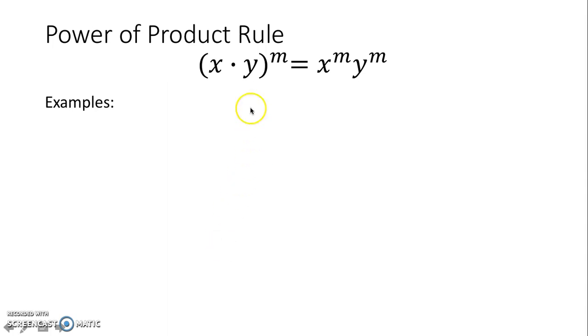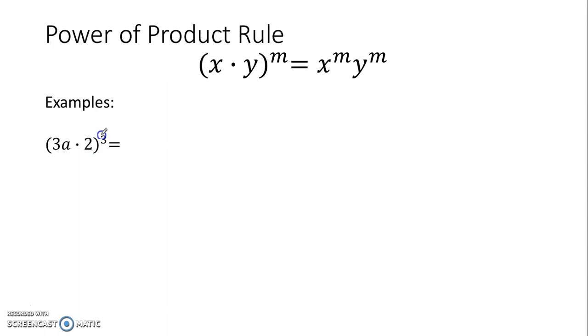So now it's kind of like what we were doing earlier with power of the product. Kind of like what we were doing with the power rule, we have to distribute that exponent. So we have x times y to the m power, and so now that gives us x to the m power times y to the m power. So let's see our example. We have 3a times 2 to the third, all to the 3rd power.